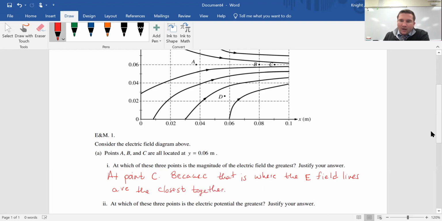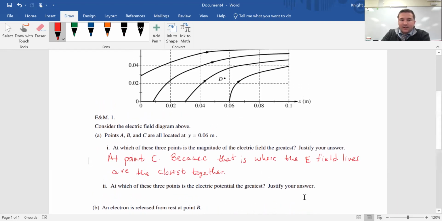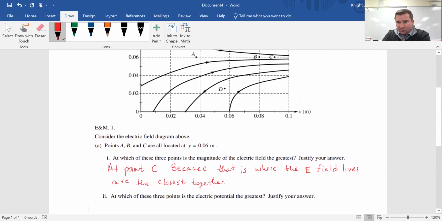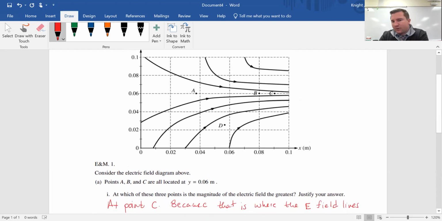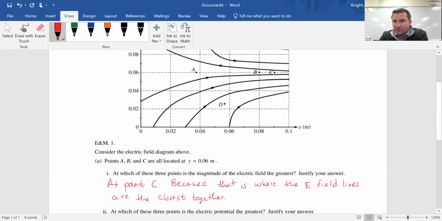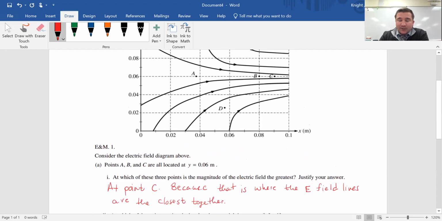All right, cool. At which of these points is the electric potential the greatest? So electric field, I guess I should say, points from high potential to low potential. So if we look here, our electric fields almost all are pointing to the right or the right-ish. So which of these points is going to have the highest potential? It's the one that's furthest to the left, because electric field lines point from high potential to low potential.